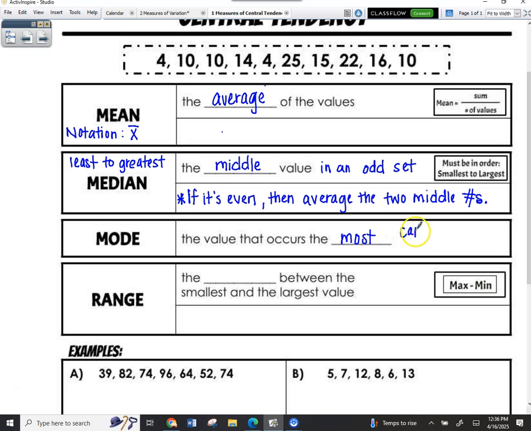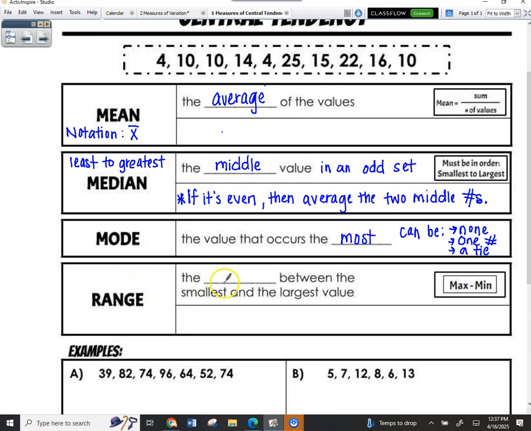There can be, you ready? None. Notice I didn't write the number 0. 0 is a data value. None means non-existent, right? So distinguish between the two. There can be none. There can be one number, or there could be a tie. You could have maybe two numbers that appear like 3 times each, and in that case your mode would be the two numbers. Okay.